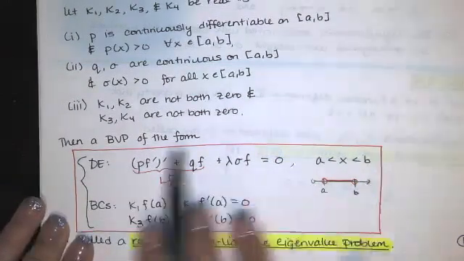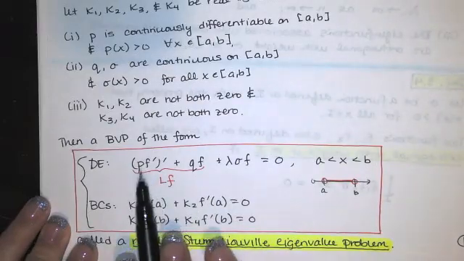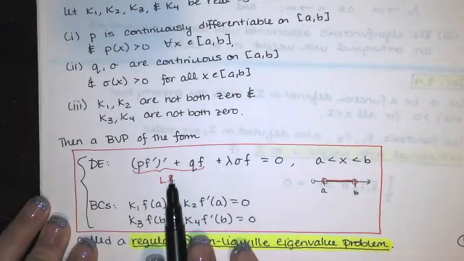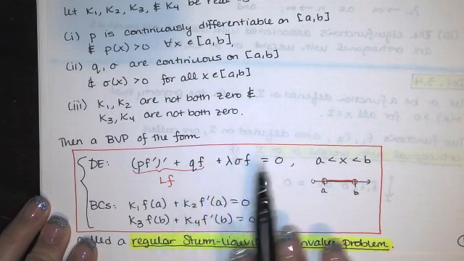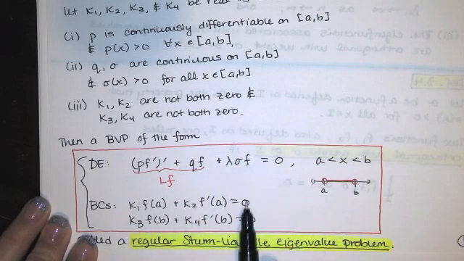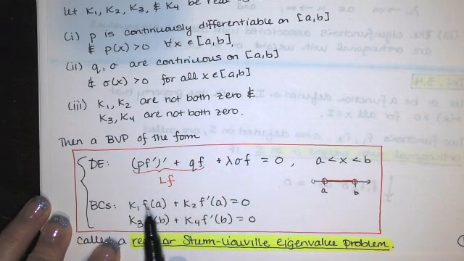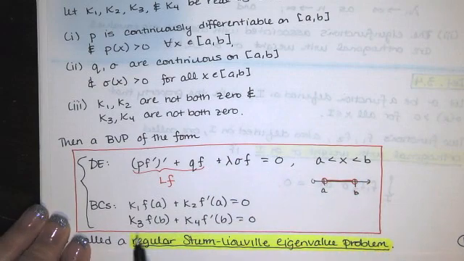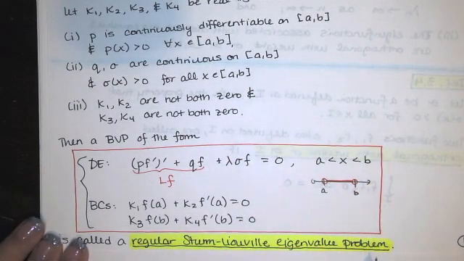So we've got this differential equation, which is just the special case of the differential equation that you would see in an eigenvalue problem. And we've got two boundary conditions like this that deal with the relationship between the function and its derivative at the left endpoint and the function and its derivative at the right endpoint. Then we have what's called a regular Sturm-Liouville eigenvalue problem.